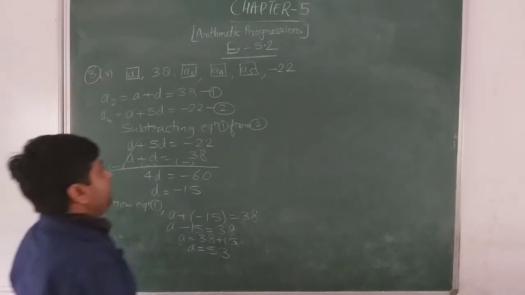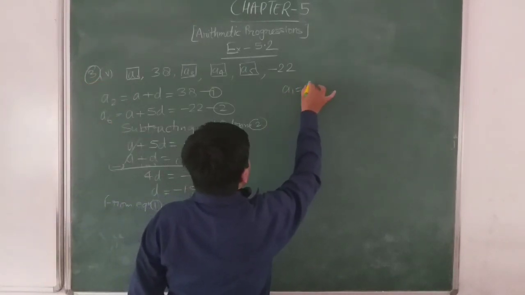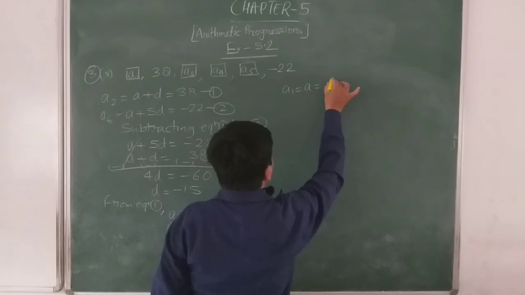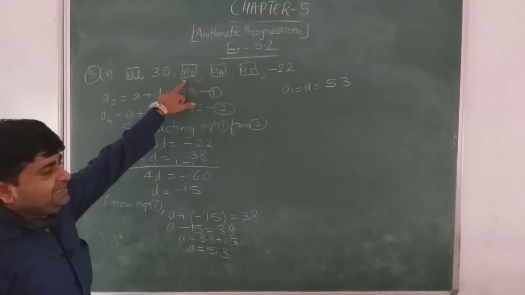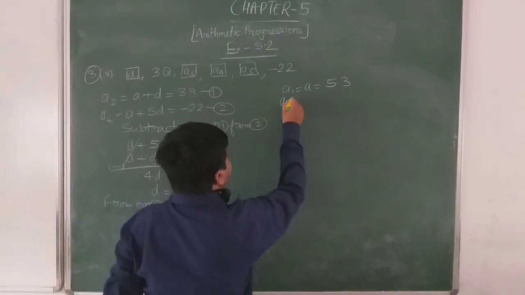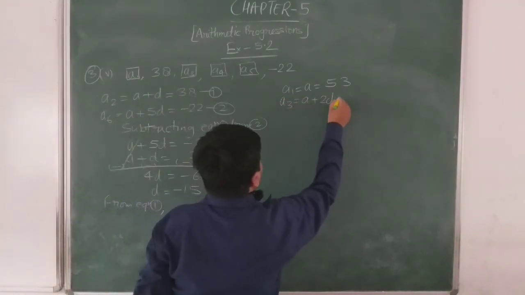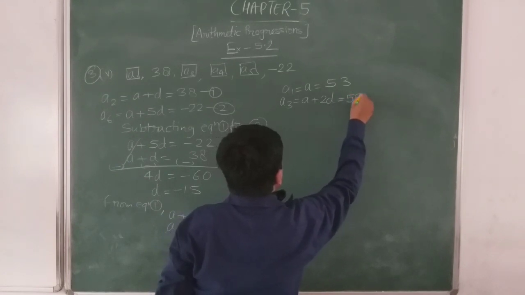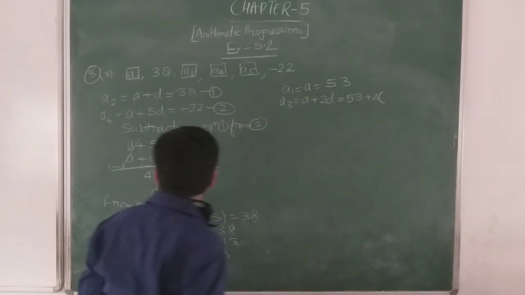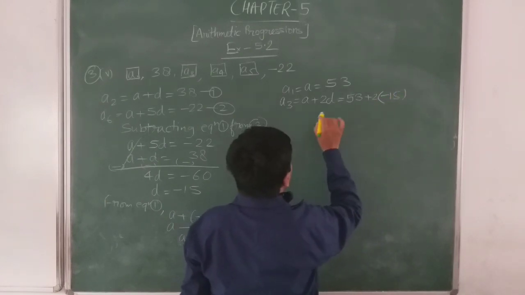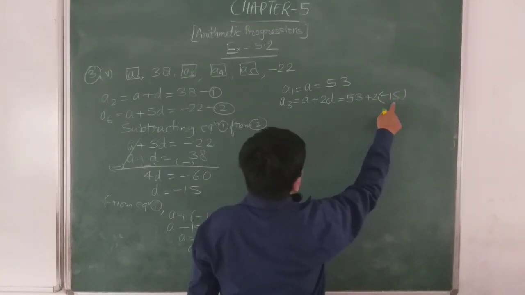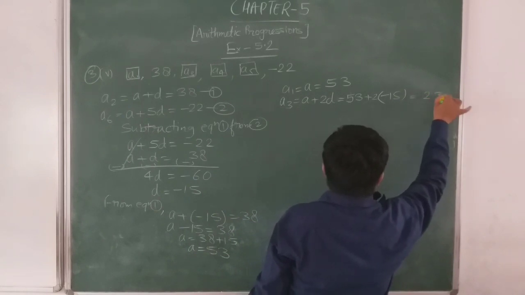Now we have to find the values. First value is a1, that is a, so it is 53. Now we have to find next, a3. A3 is a plus 2d. The value of a is 53 plus 2 into d. Value of d is -15, so it will be 53 minus 30, so it will be 23.